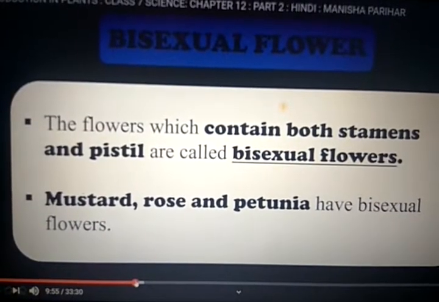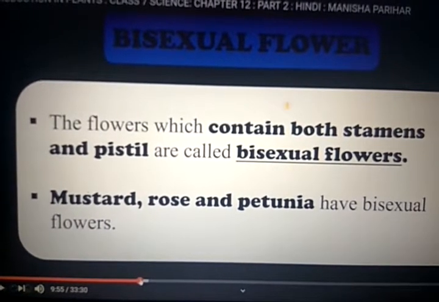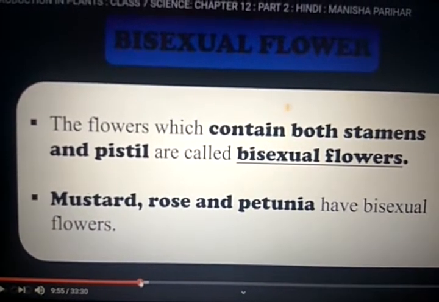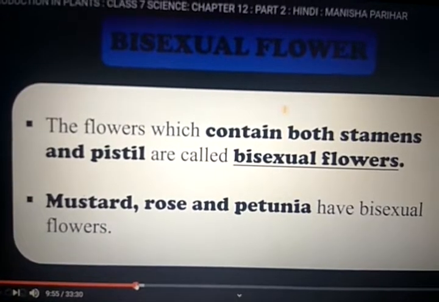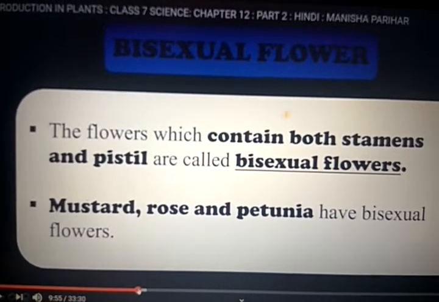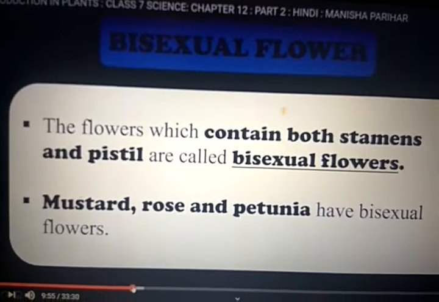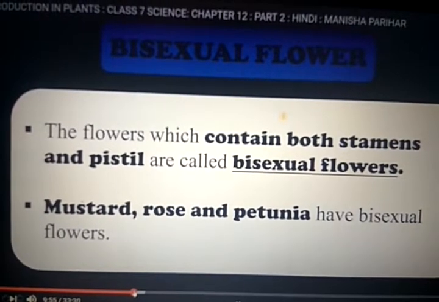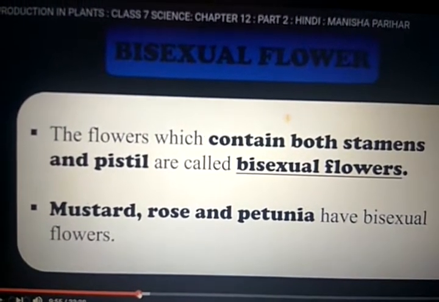Now in the case of a bisexual flower, the flower which contains both stamens and pistils is called a bisexual flower. So for example, mustard, rose and petunia have bisexual flowers.